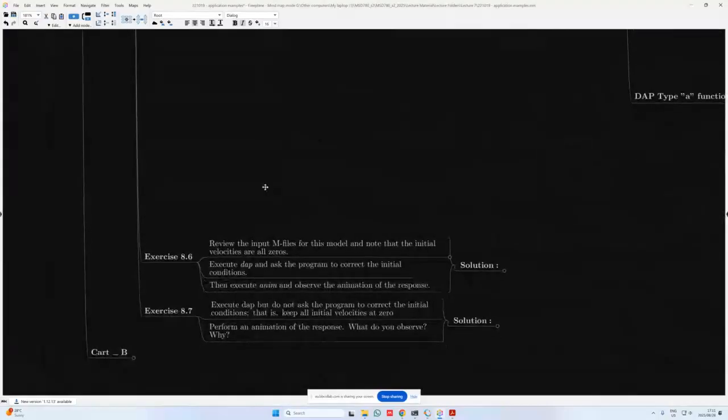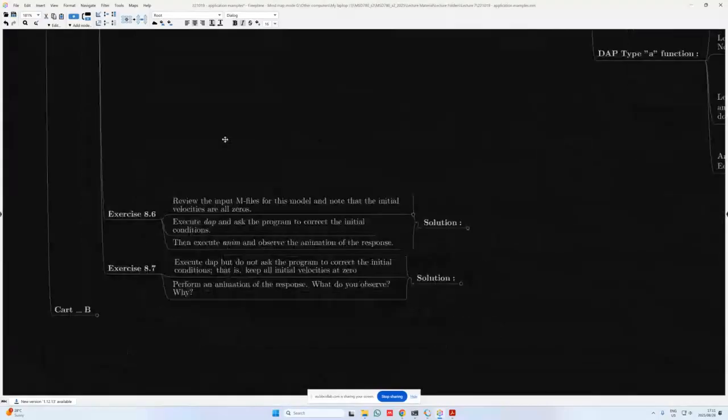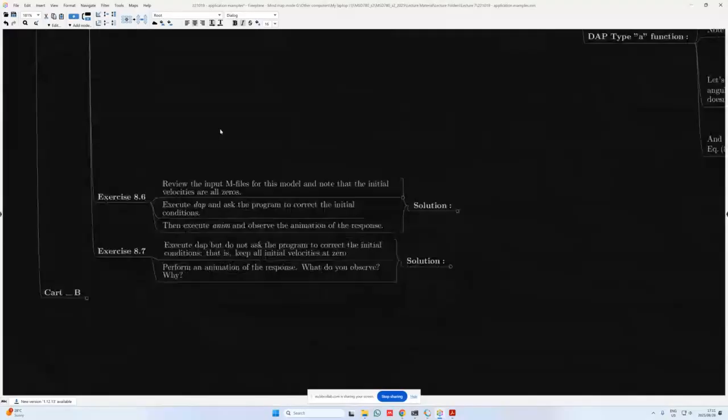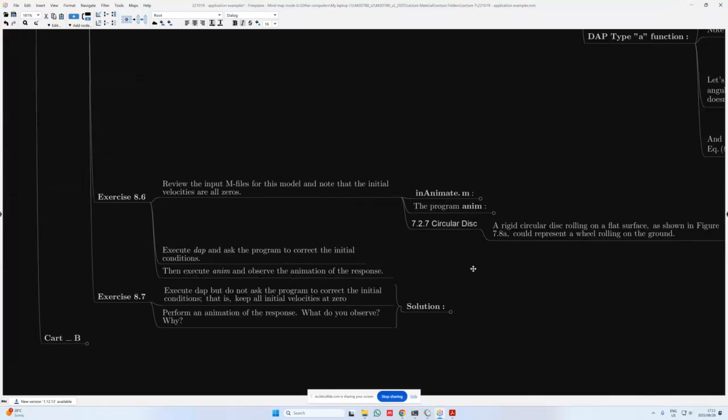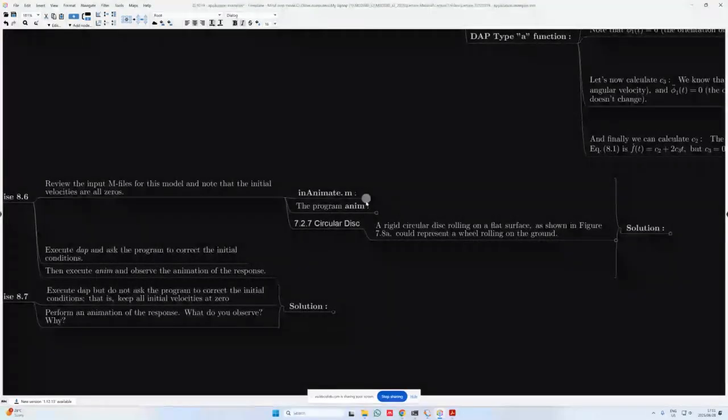Okay, so from that we can then go and look at exercise 8.6 and exercise 8.7. So 8.6 says that we need to review the input M files for the car A model, and we need to note that the initial velocities are all zeros. Now if I expand over here, we're going to look also at the inAnimate.m file.